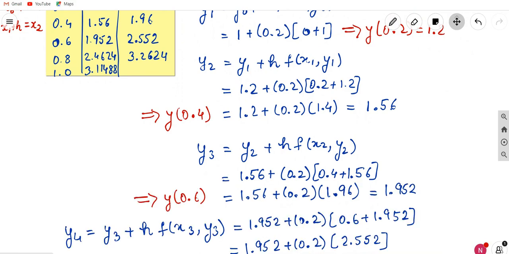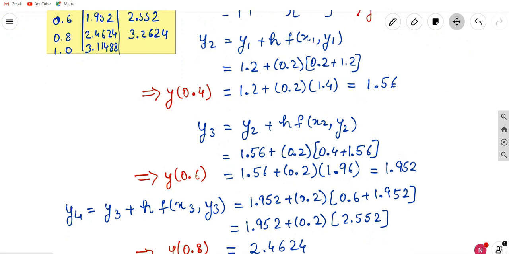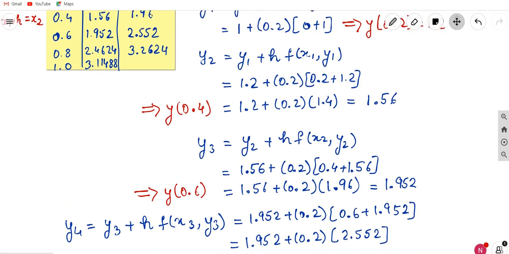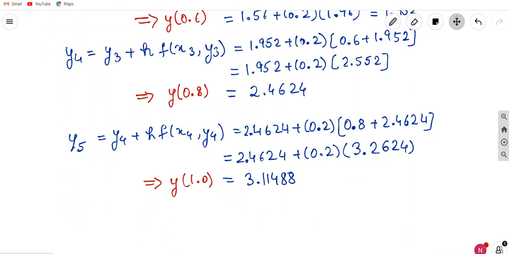So on the similar pattern, I have calculated y3. y3 is nothing but my y at 0.6. So you can see in this table, it is coming out to be 1.952. Now y4 is y at 0.8, which is coming out to be 2.4624. And lastly, y5. What is y5? y5 is y4 plus h times f of x4 comma y4. When I calculated it, it is coming out to be 3.11488. This is my value of y at 1. This is what we have to find out in the question.